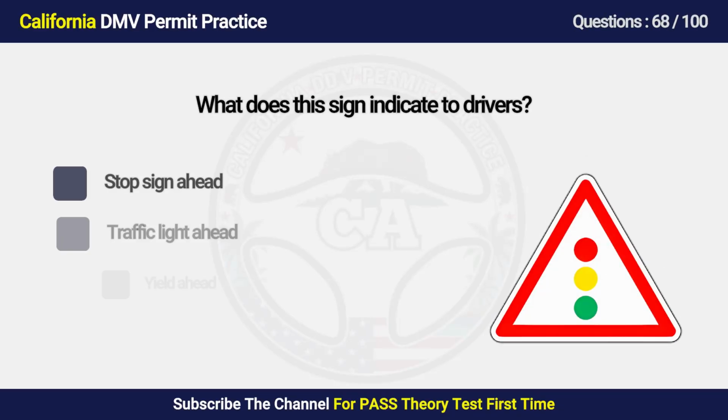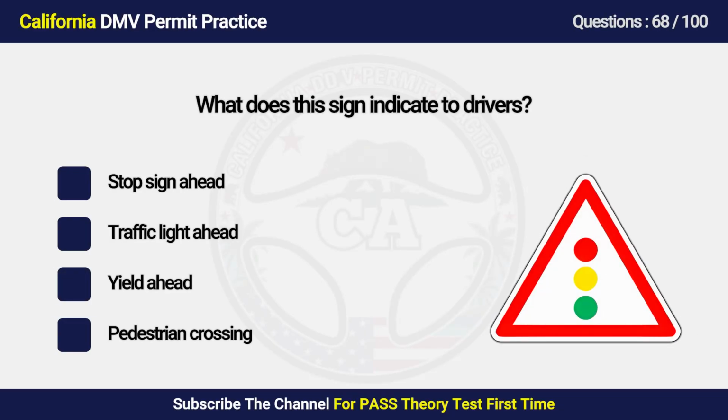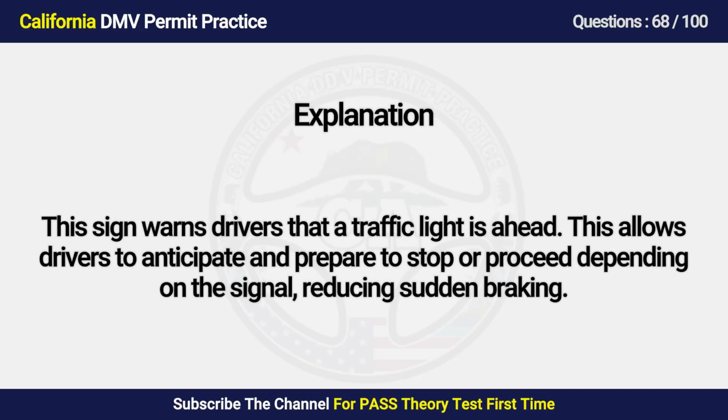Question 68. What does this sign indicate to drivers? A. Stop sign ahead. B. Traffic light ahead. C. Yield ahead. D. Pedestrian crossing. Answer is B. Traffic light ahead. This sign warns drivers that a traffic light is ahead. This allows drivers to anticipate and prepare to stop or proceed depending on the signal, reducing sudden braking.